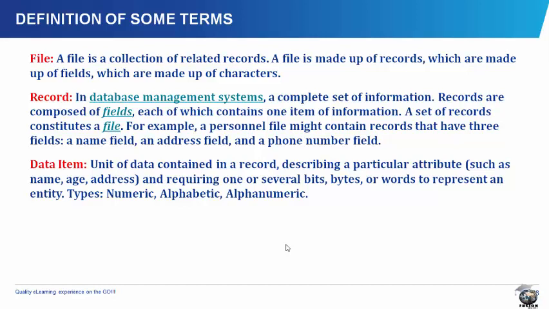Now, what about data items? Every unit of data contained in a record describing a particular attribute is called a data item, such as maybe the name, the address, and so forth, requiring one of several bits or bytes or words to represent an entity. For example, it can be characters of numeric, alphabetic, or alphanumeric.